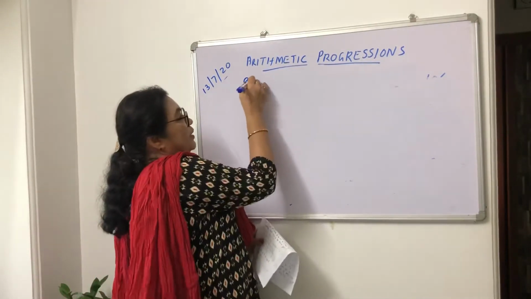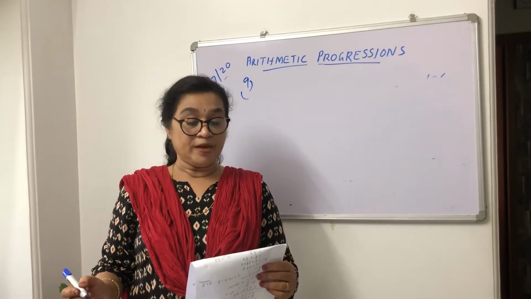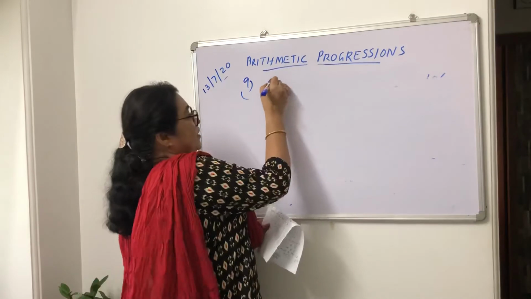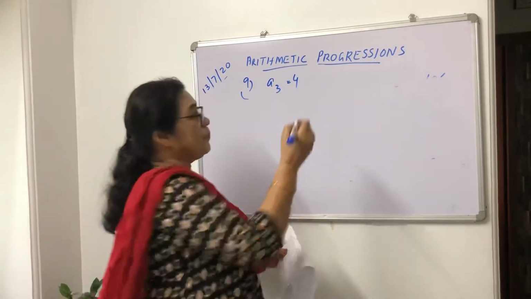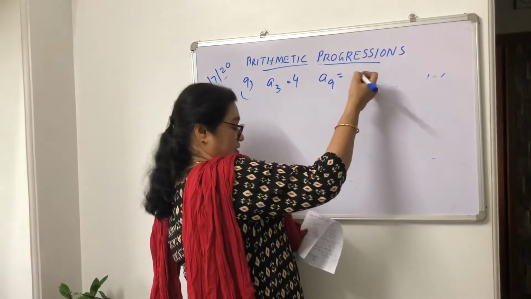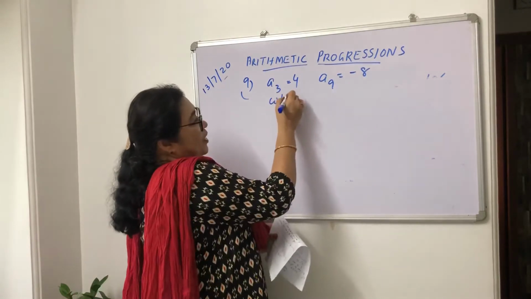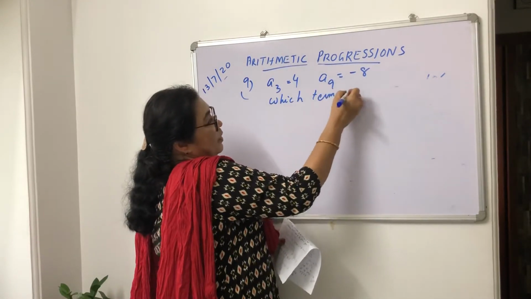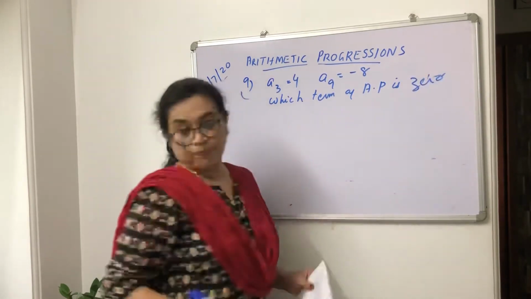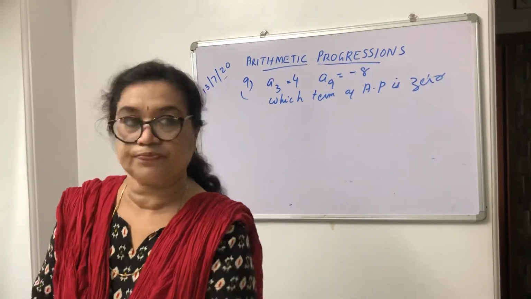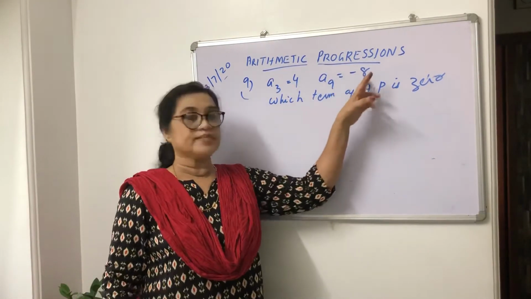Now question number 9. Third and ninth term of an AP are given. So A3 is given, that is 4. Ninth term of the AP, that is A9, is minus 8. Which term of the AP is 0? Here A3 is given as 4 and A9 is given as minus 8.